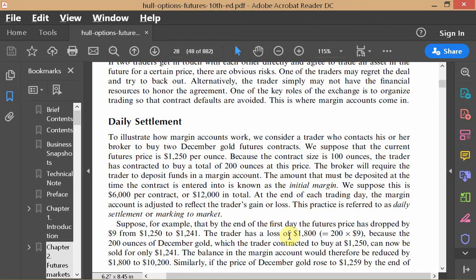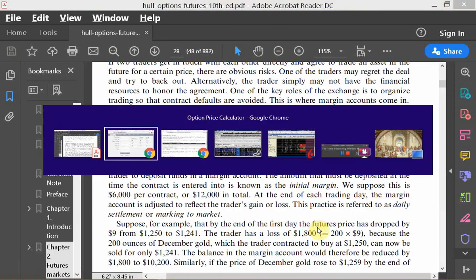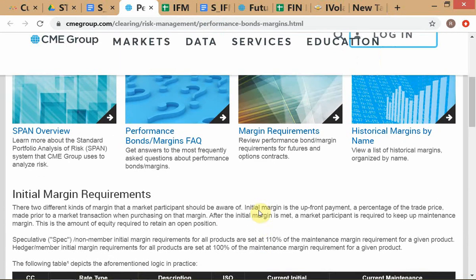If you don't pay up, what the exchange will do, we already discussed all this, the clearing house will close out your position. And whatever loss is incurred in closing your position, they will forfeit your initial margin deposit and use it to fund that loss. So the exchange is not really in trouble. So here you find out, what does it say here on the CME?